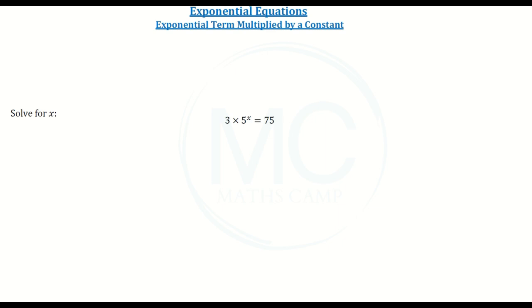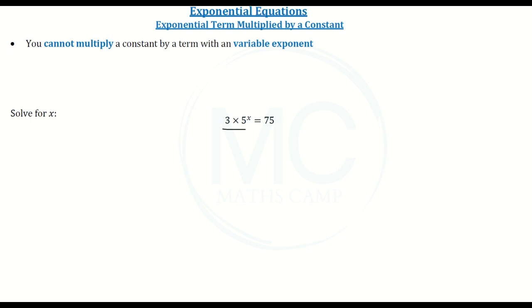Now, many students want to multiply 3 and 5 to the power of x, but if this exponent was an actual value, if we had 5 squared or 5 with any exponent as an actual number, we could multiply by 3. But in this case, we cannot multiply a constant by any term with a variable exponent. Here, no matter what we do, we will always have 3 multiplied by 5 to the power of x. So how do we solve for x?